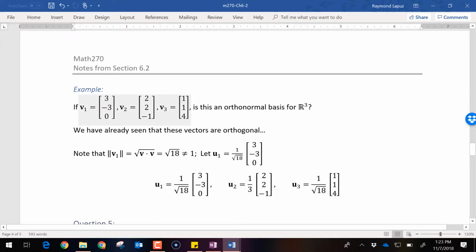So this example was an easy example because everything's already orthogonal. To make it an orthonormal set, I just have to normalize everything. By normalizing everything, then everything's of unit length.